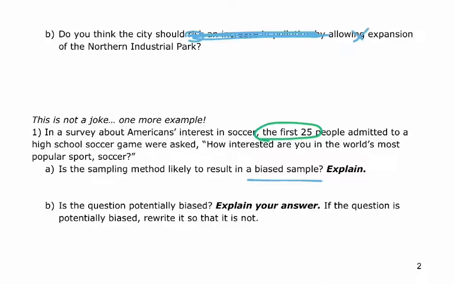So to make it not biased, we might just say, how interested are you in soccer? Or if I just want sports in general, to make it less specific, how interested are you in sports? Which sports are you interested in? And then that allows them to pick other ones besides soccer. So we have to be careful not only of who we pick for our samples, but also how we ask questions to people in those samples.